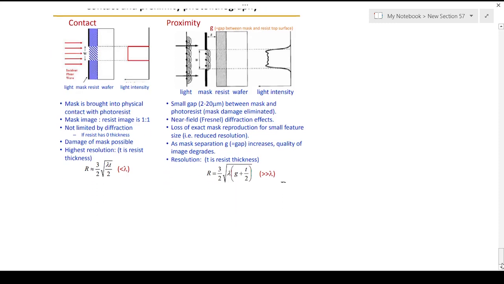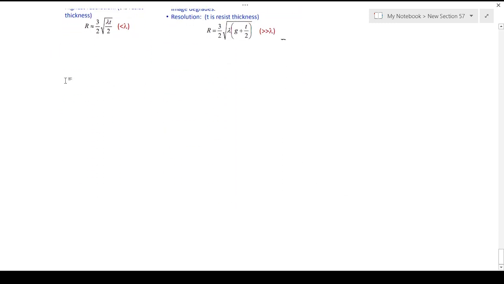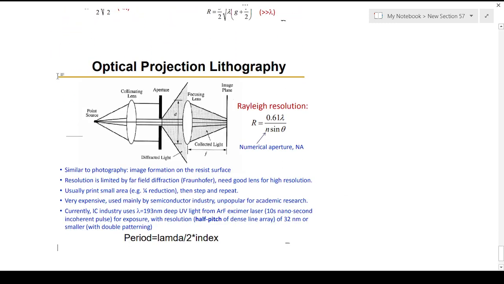So this process involves a projection lithographic technique. We have a point source, collimating lens, an aperture, and a focusing lens that is focusing on the image plane. Then the resolution will be 0.61 lambda by n sin theta, where n sin theta is the numerical aperture of this particular mask. So it is similar to a photographic case. The resolution is limited by far field diffraction.